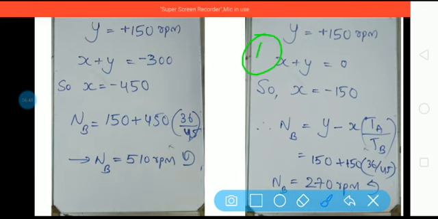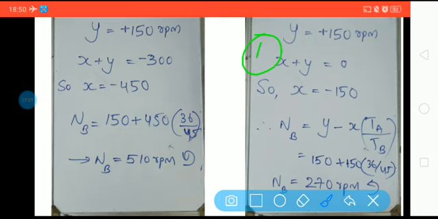If the answer obtained is negative, what does it mean? It rotates in the opposite direction. That you have to take care of. So here I took counterclockwise as positive. So y equal to 150, x plus y is 0. From that I will get x equal to minus y, or minus 150.